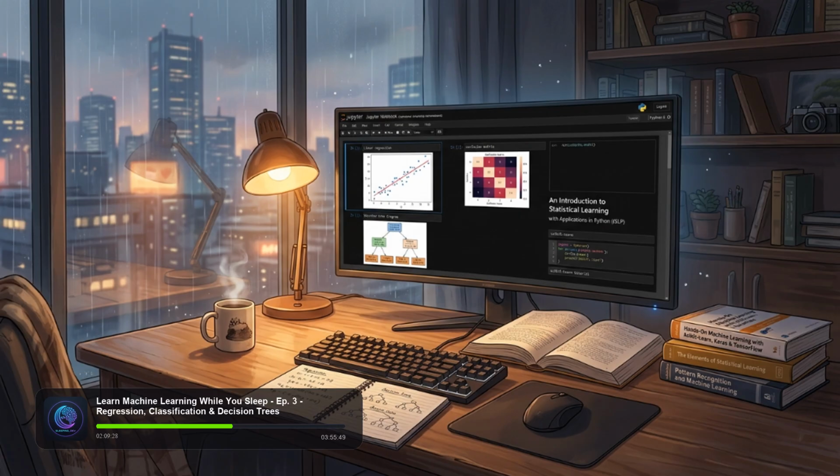To execute a split at a given node, CART evaluates every candidate predictor feature j from feature 1 to feature p.